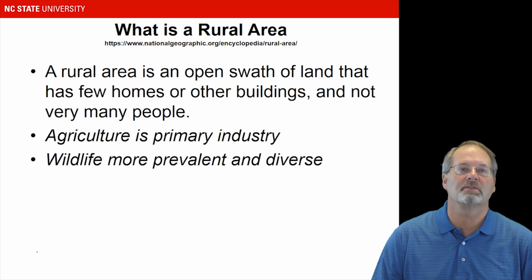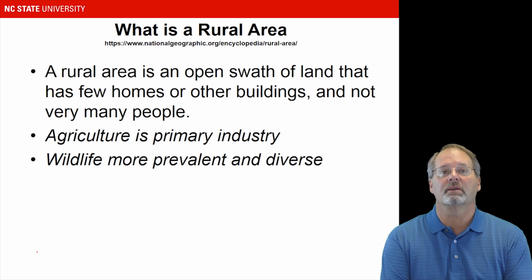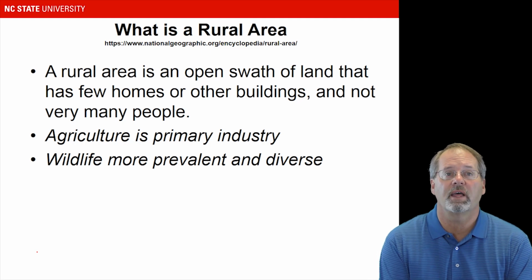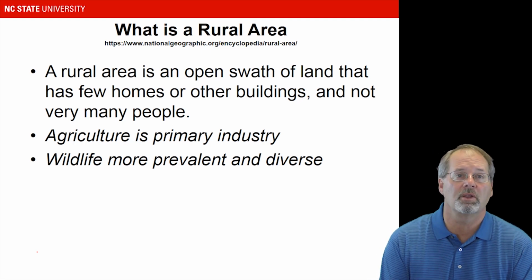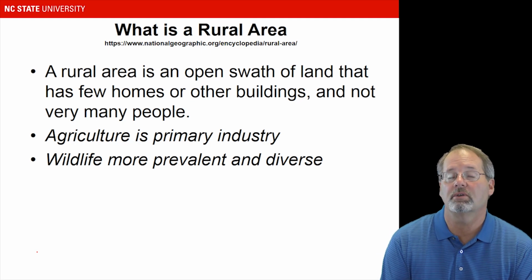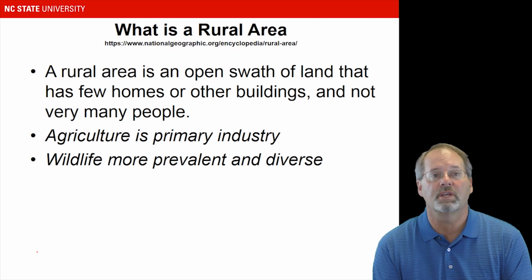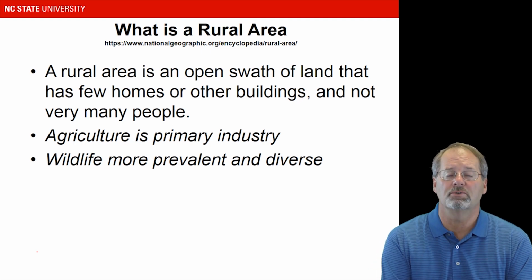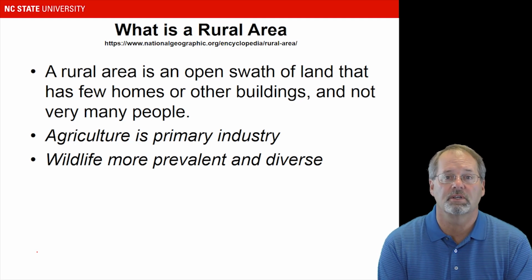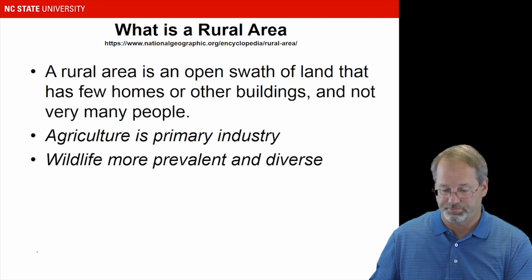Okay, now let's go back to a simpler definition of rural areas, but that's important. A rural area is just an area of land that has few homes or buildings and not very many people. So that's not quantitative, but it's a qualitative description. In general, if you have a rural area, agriculture, which includes forestry and crops, is usually the primary industry. And then wildlife is prevalent and diverse in rural areas, more so than in urban settings like towns and cities.